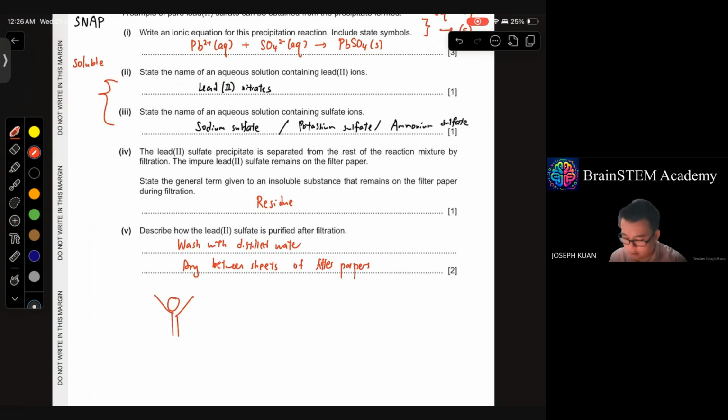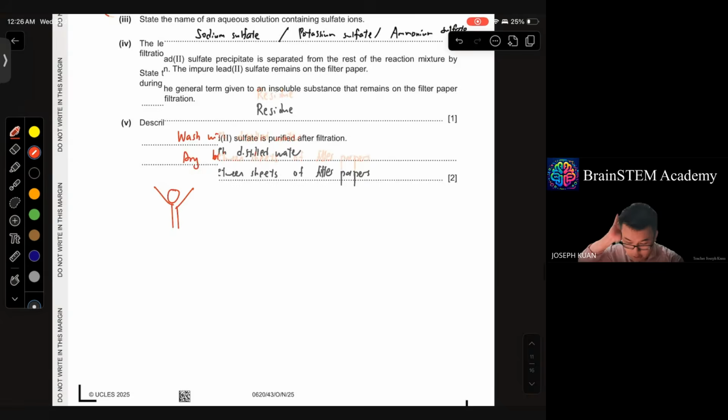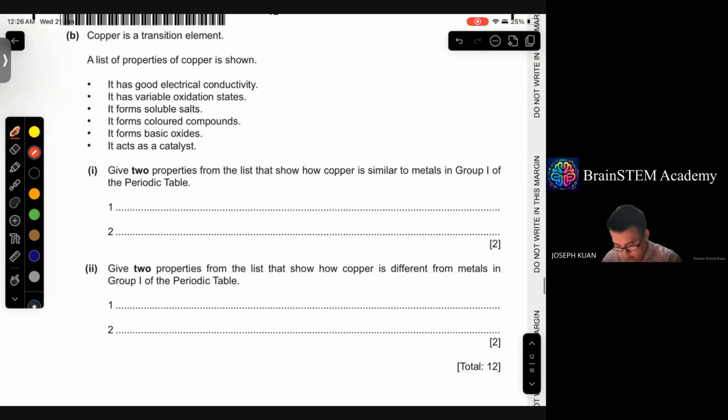That's all. Okay, filter, wash, and dry. Okay, next, copper is a transition element, and we have a list of properties of copper shown below. Give 2 properties from the list that show how copper is similar to metals in group 1 of the periodic table.